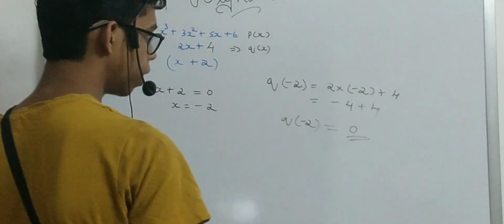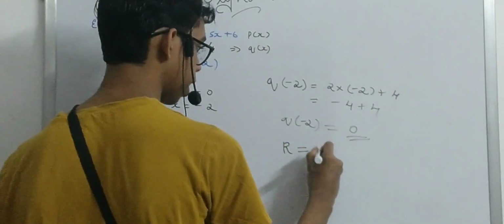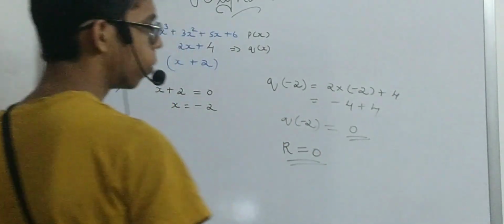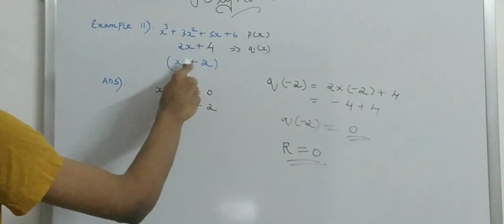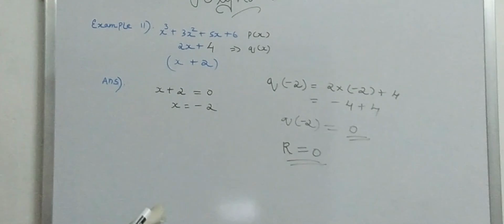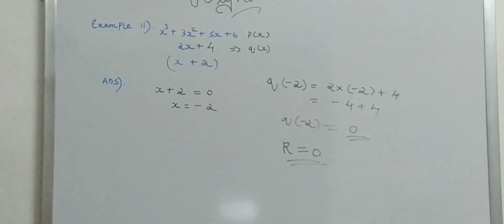What does this mean? This means that we will be getting a remainder equal to 0. Since we got a remainder equal to 0, we can say that x plus 2 is a factor of this 2x plus 4. So whenever the remainder is equal to 0, then definitely it will be a factor. This is the same thing that your factor theorem tells you.